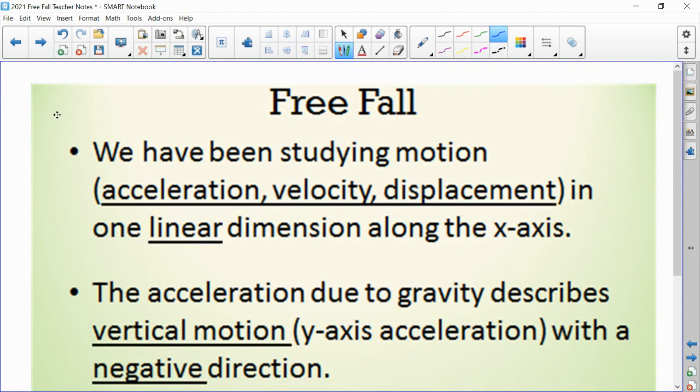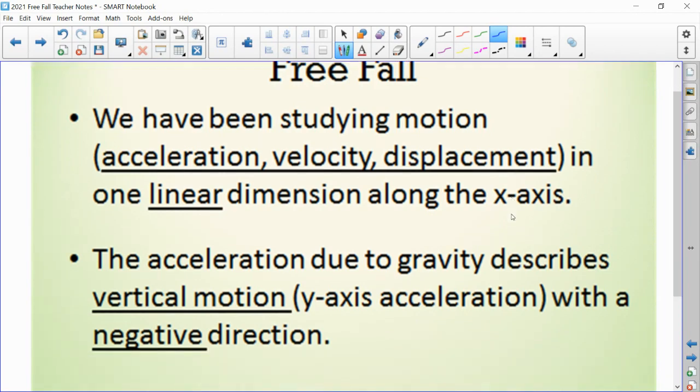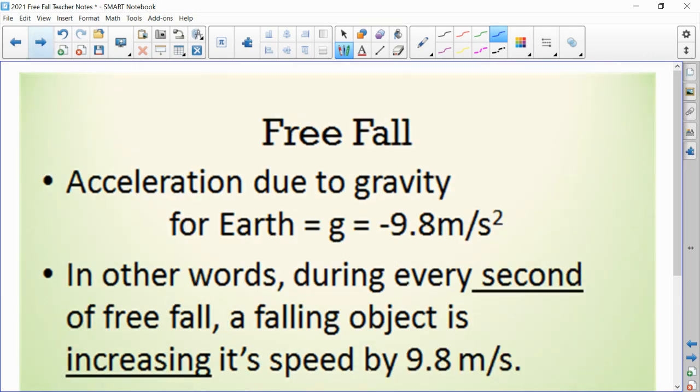So we've been studying motion, acceleration, velocity, and displacement in one linear dimension on the x-axis, basically horizontal. Cars moving back and forth, people walking forward and backward, north, south, things like that. If we're talking about gravity, we're going to be describing vertical motion, y-axis acceleration. Gravity, of course, acts down, so that's going to be the negative direction. The acceleration due to gravity is going to describe the vertical motion.